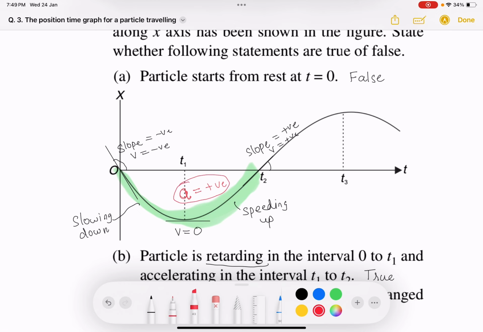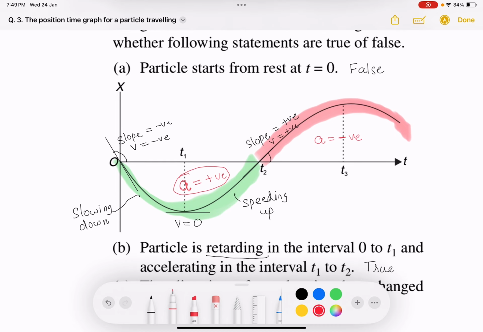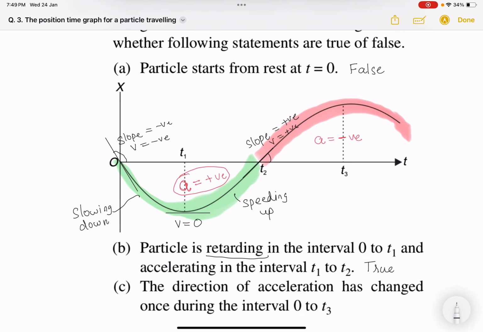Whereas in the red region, the graph is concave down. So acceleration in this region is negative. So the sign of the acceleration changes once. I hope that makes sense. So statement 3 is also true. So the answer is false, true, true.